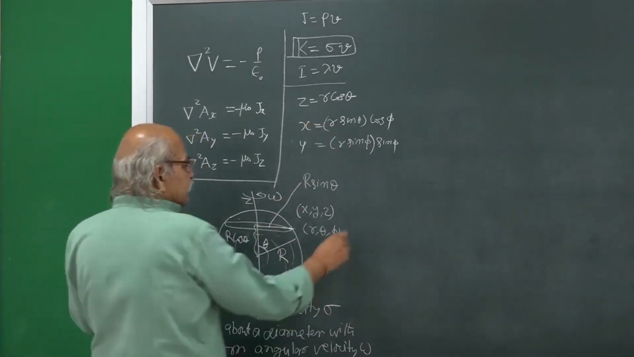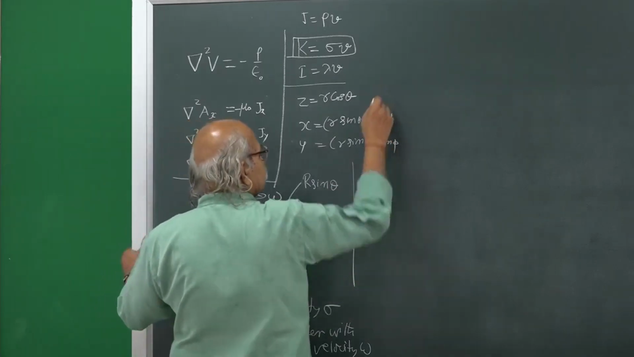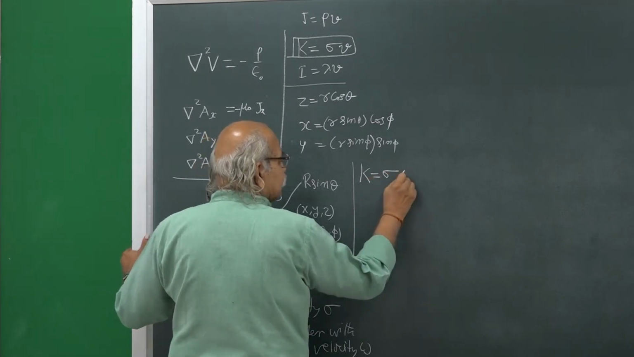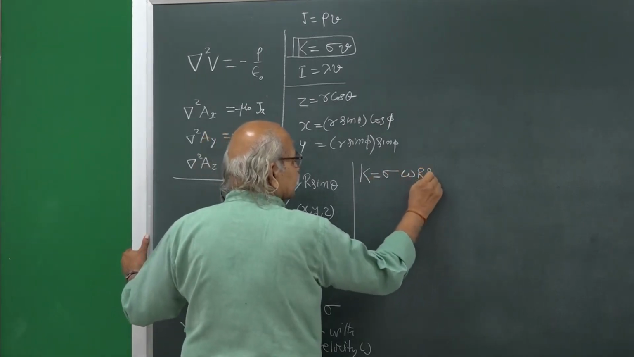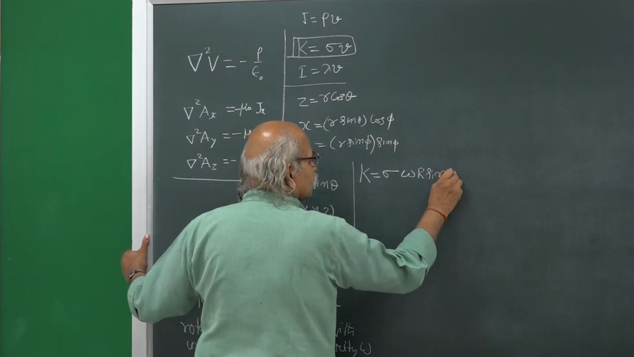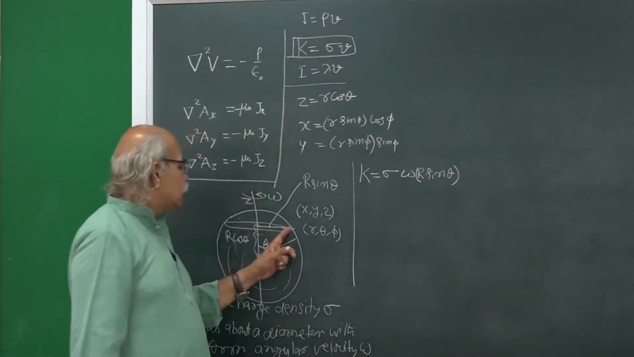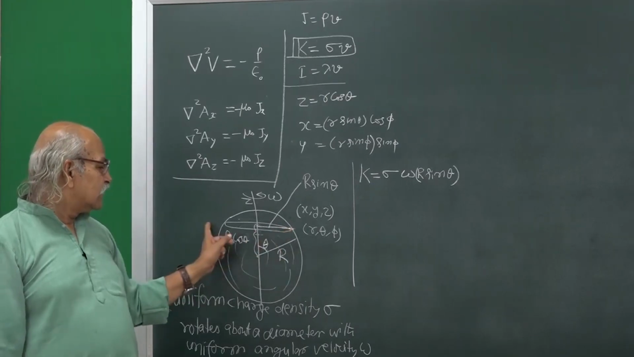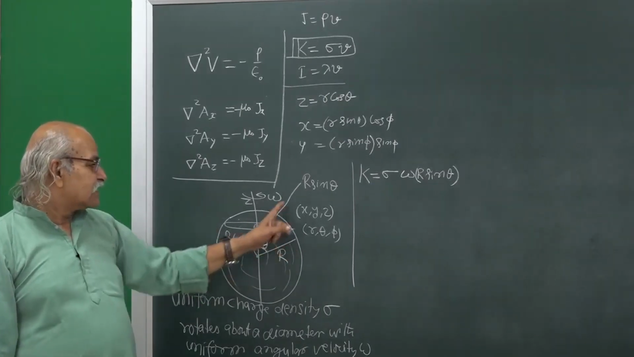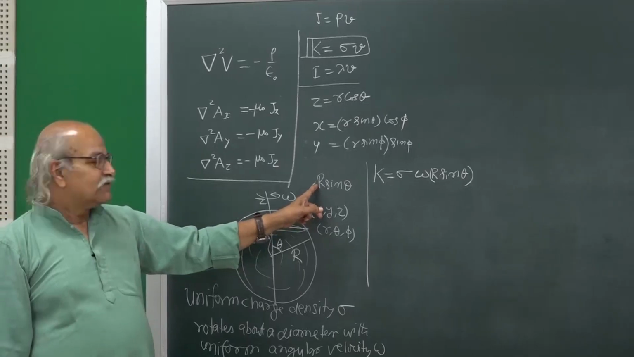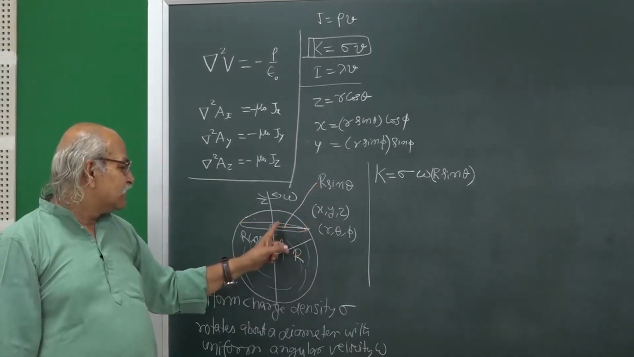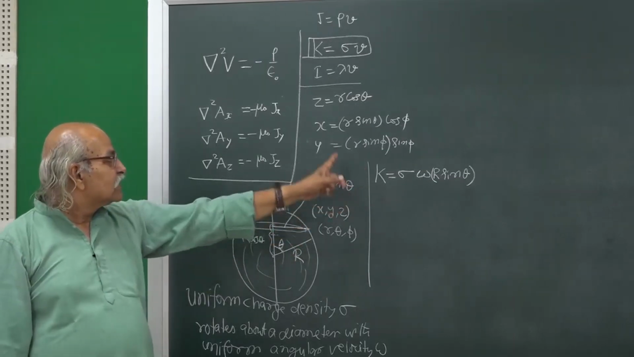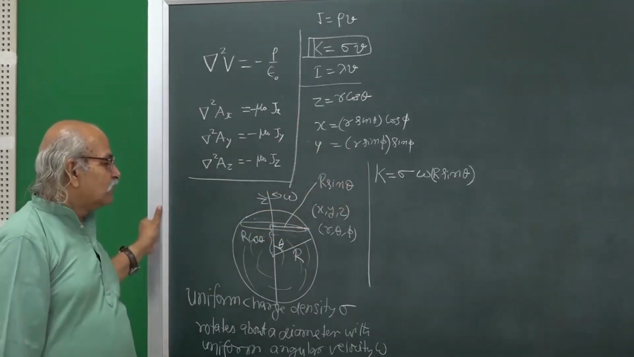So, the current density K is sigma times v, and v will be omega r sin theta, because it is going in this circle. This charge which is here is going in this circle, and the radius of that circle is r sin theta. Therefore, the linear velocity v will be omega times radius, and that is r sin theta. So, this will be the magnitude of K.